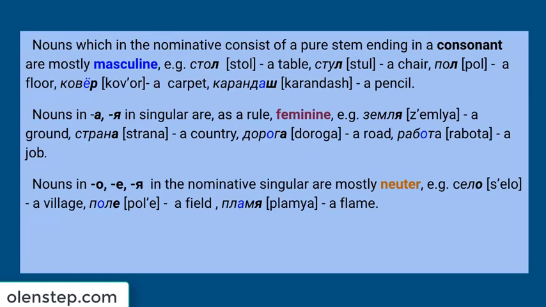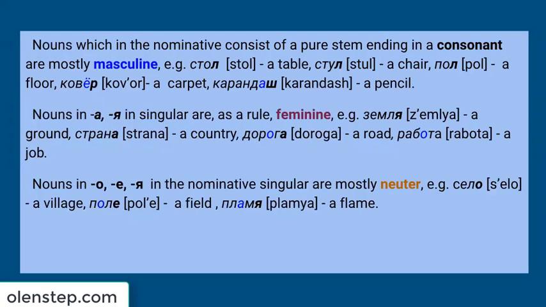For example, стол, стул, пол, ковер, карандаш. Let's read again. Стол, стул, пол, ковер, карандаш.